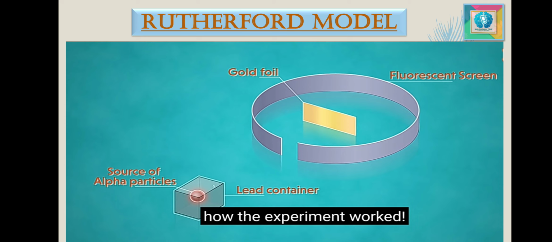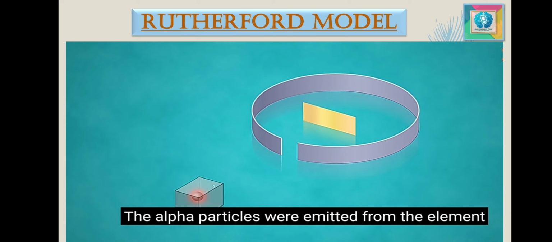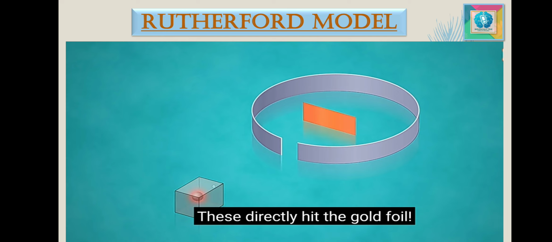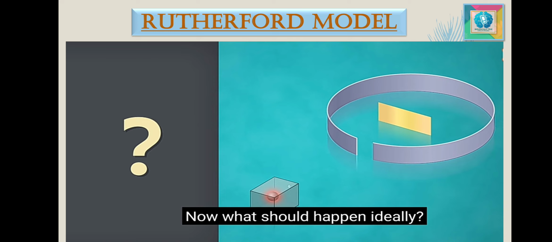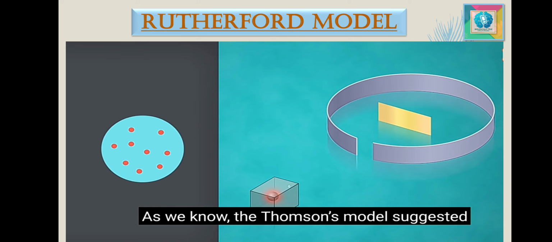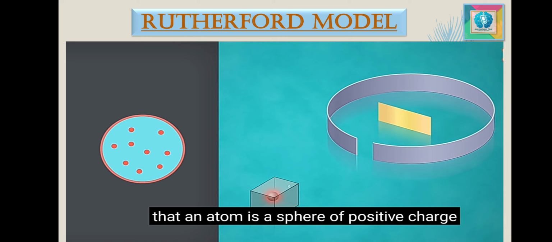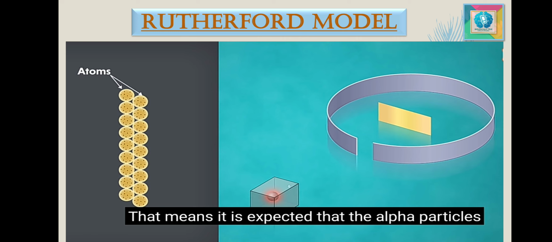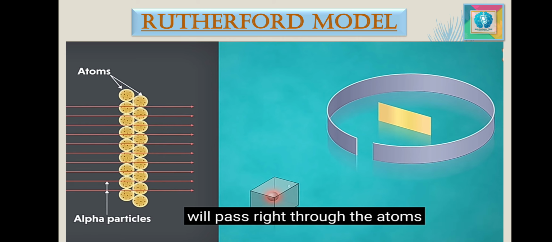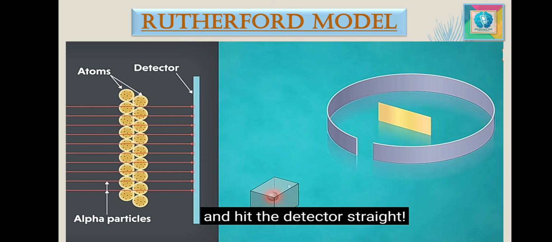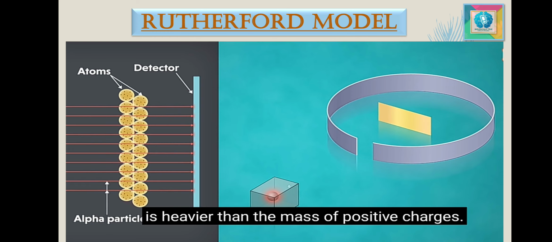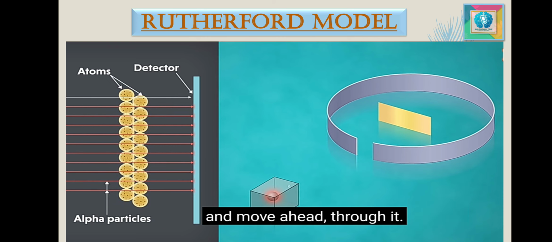Let's see how the experiment worked out. The alpha particles were emitted from the element present in the box, which directly hit the gold foil. According to Thomson's model, an atom is a sphere of positive charge with negative electrons embedded inside it, which means the alpha particles will pass right through the atom and hit the detector straight, because the mass of the alpha particles is heavier than the mass of the positive charges. That means they should directly hit the atom and move ahead through it.